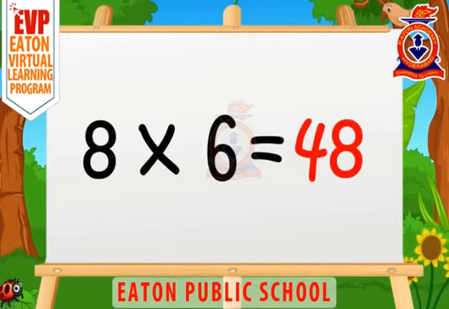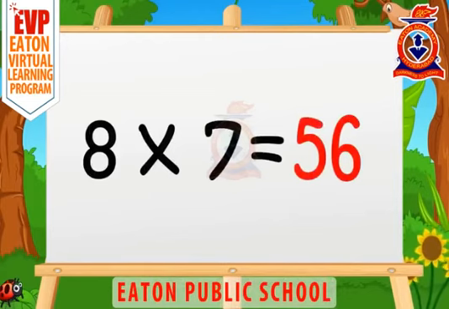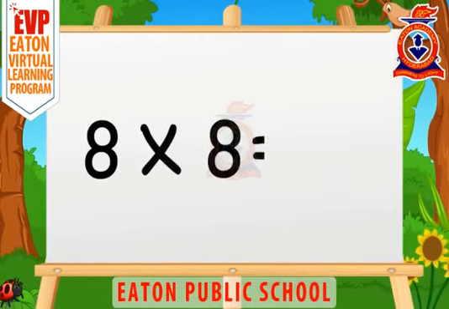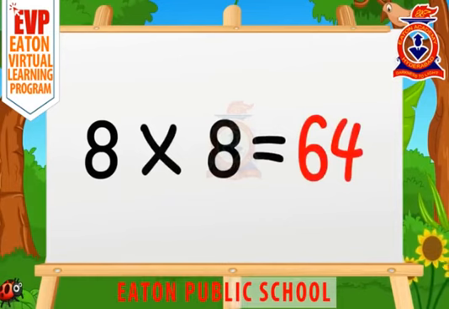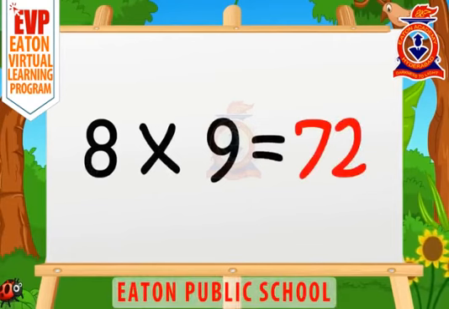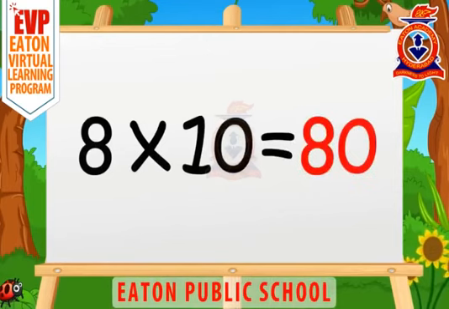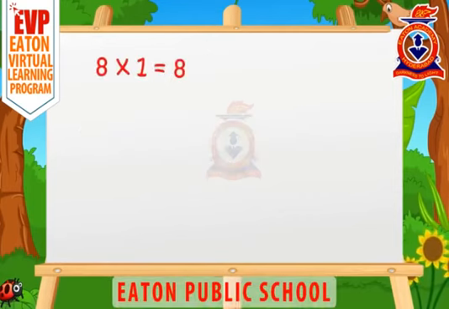8 sevens are 56. 8 eights are 64. 8 nines are 72. 8 tens are 80. 8 ones are 8.